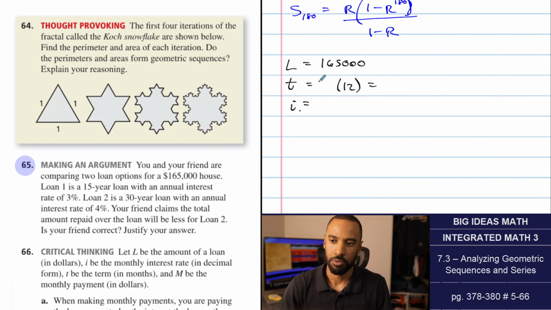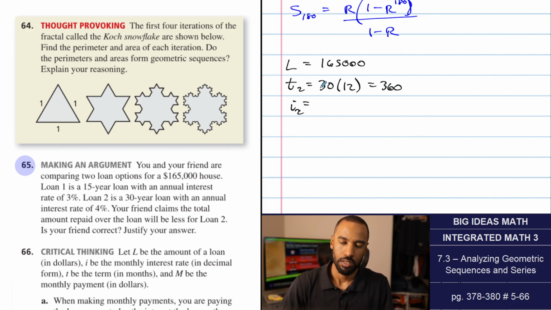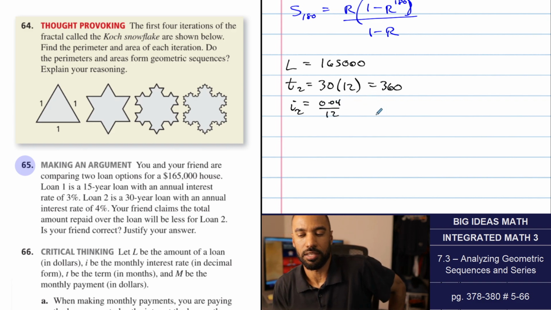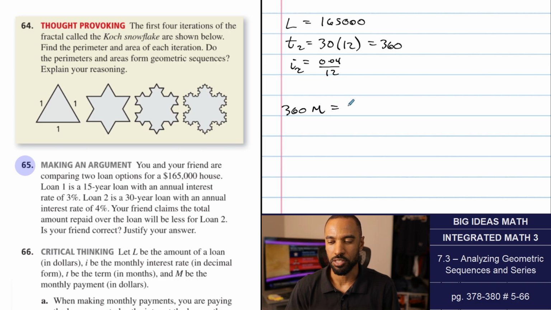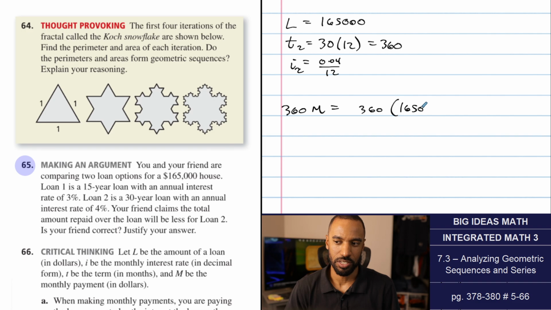So 30-year loan, that's 360 months. 4% interest rate. This will not simplify. This will have a repeated decimal, so I can't say too much on that. So I'm definitely going to be using the calculator on that next portion. We're going to do 360 times m at some point. So we'll do 360 times the 165,000.